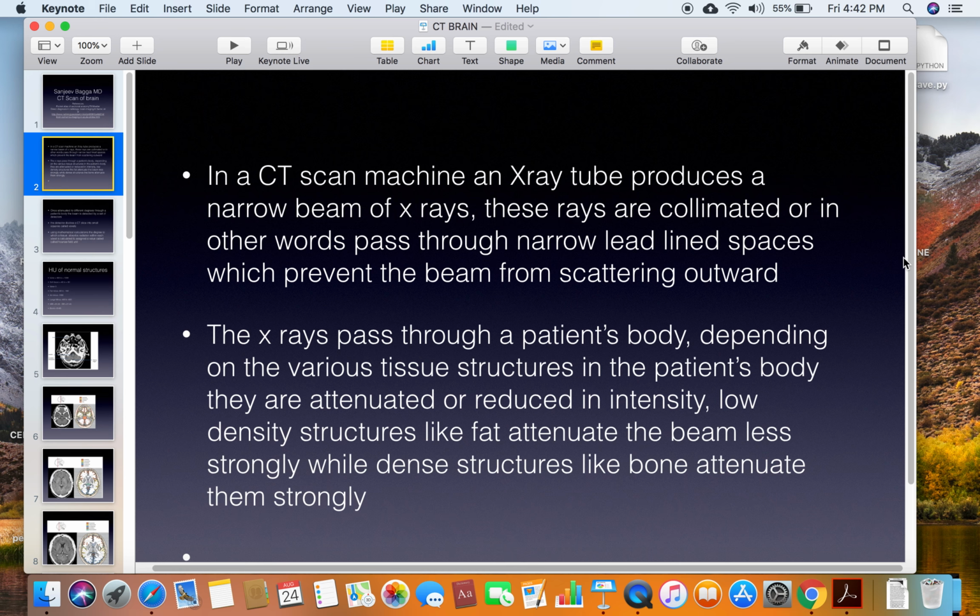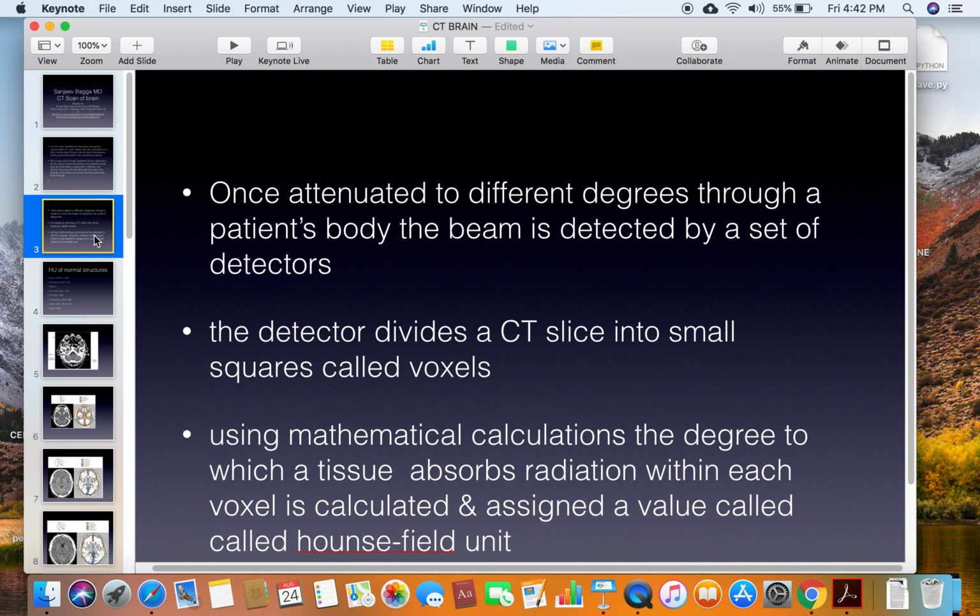There would be structures like fat, which would attenuate the beam less, whereas calcium in the bones would attenuate the beam strongly. And then once these different tissues attenuate the X-ray beams to different degrees, the beam is then picked up by a set of detectors, and the detectors then divide the CT slice into squares called voxels, and using a mathematical calculation, the degree to which a tissue absorbs radiation within each voxel is calculated and assigned a value which is called Hounsfield units.